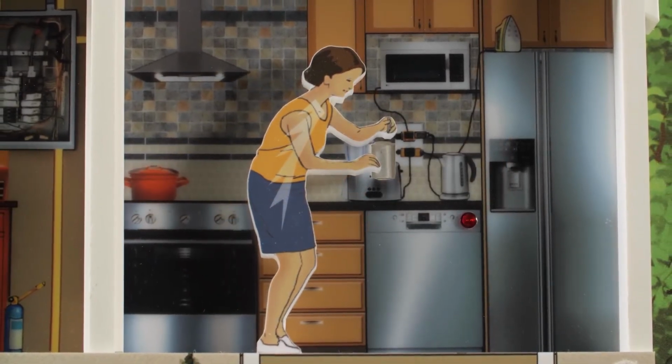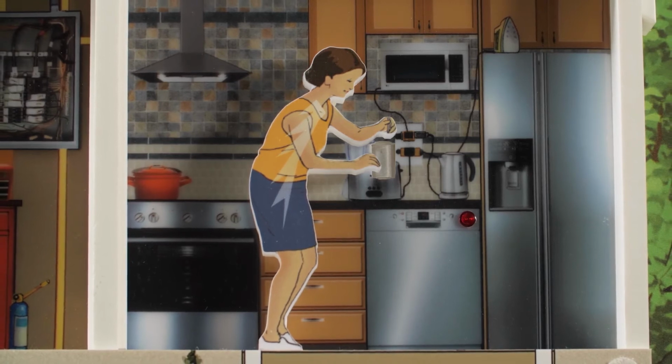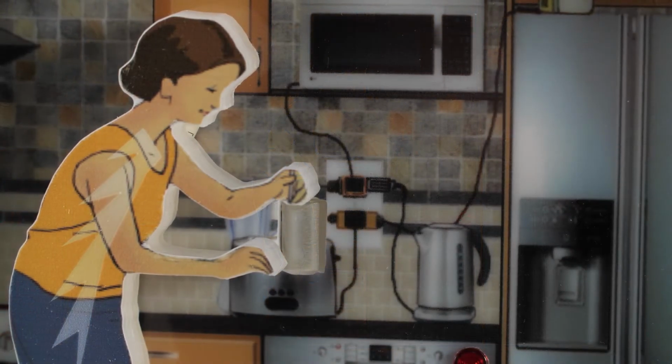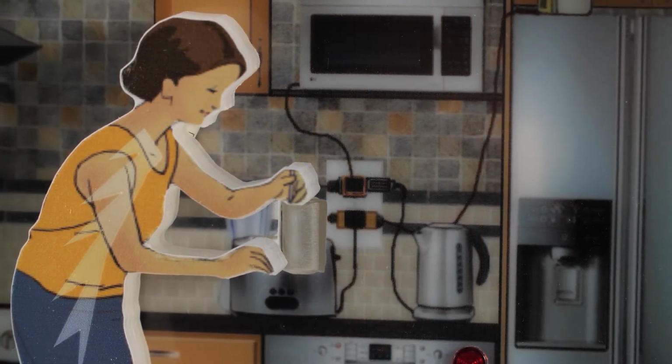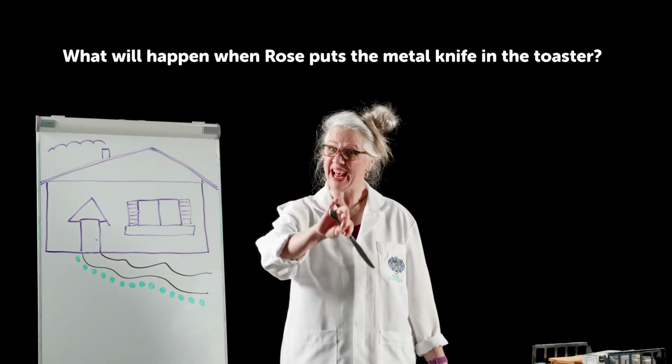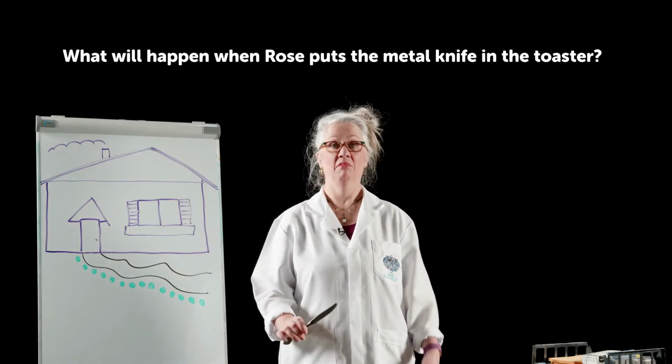The toaster dings, but no buns pop up. They're stuck in the toaster. Rose grabs a butter knife to dislodge the now burning buns. Is this safe? What will happen when Rose puts the metal knife into the toaster? Let's find out.